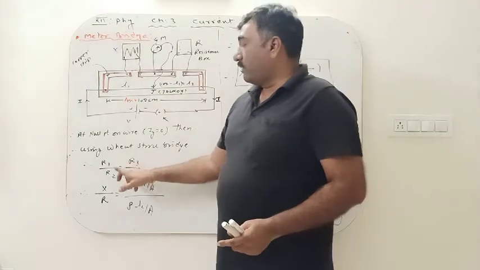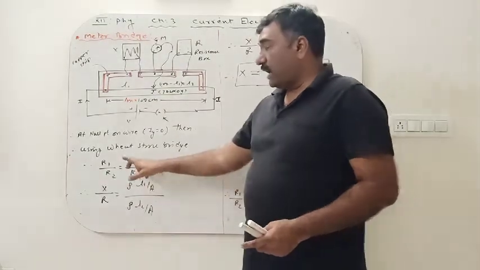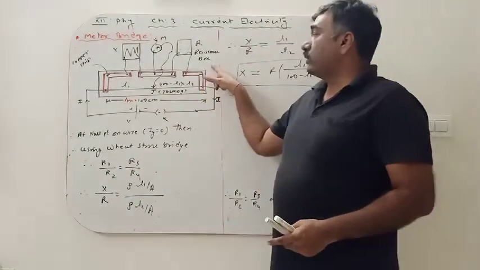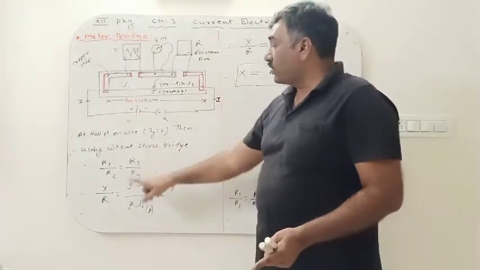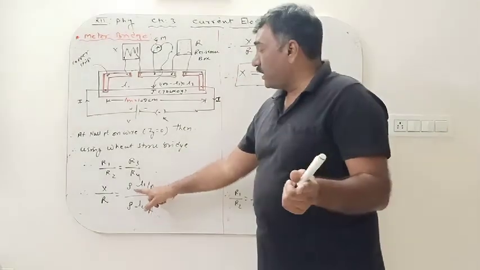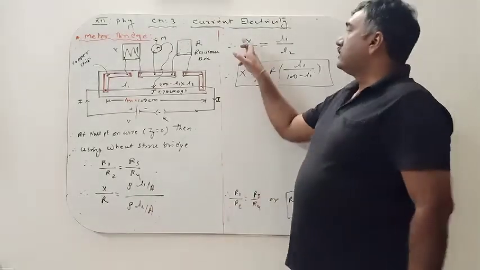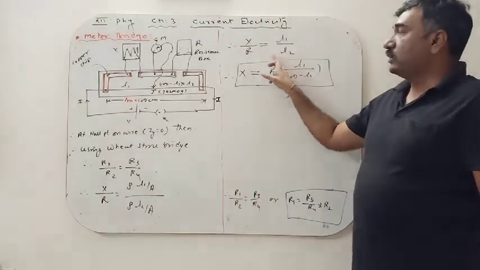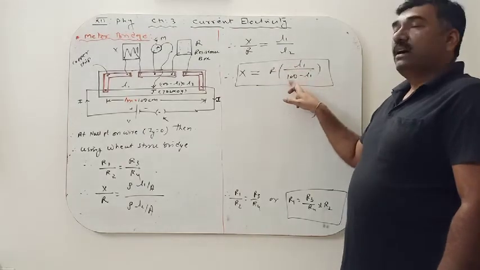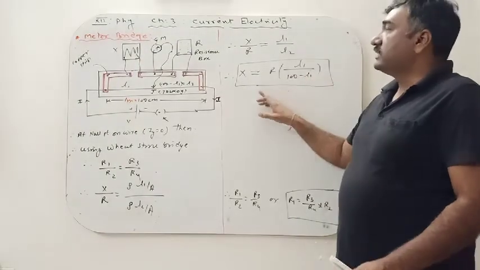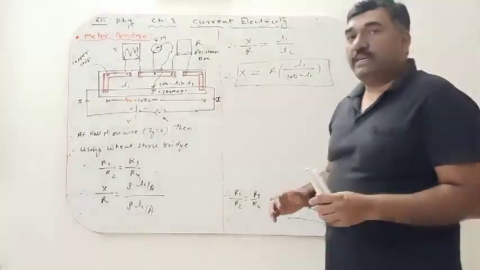Using the principle of the meter bridge, when you get the null point with the help of the jockey, the movable key, R1 by R2 is equal to R3 by R4. R1 is X, R2 is the known resistance R from the resistance box. The resistance of the wire is rho L1 by A and rho L2 by A, and rho and A cancel. X by R is equal to L1 by L2, and X is equal to R L1 by 100 minus L1. So this is the basic principle of the Wheatstone bridge as a meter bridge.